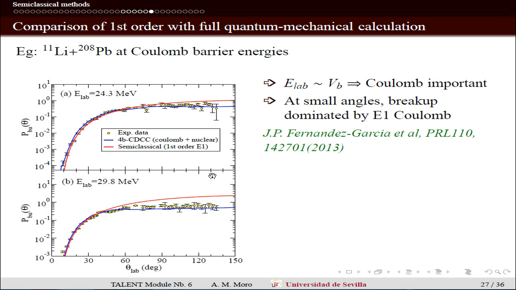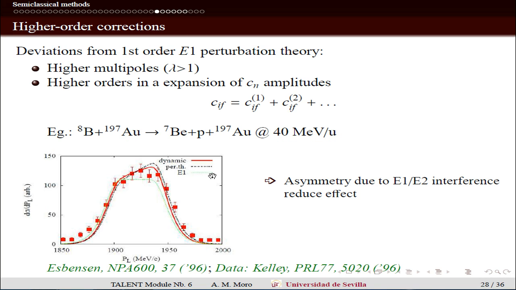is this. Imagine that we don't have the data, or we don't have the full quantum mechanical calculation, but you see that the probability becomes larger than 1. This probability becomes even larger than 1. So this clearly means that this first order approximation is not valid. Okay, so higher order corrections.